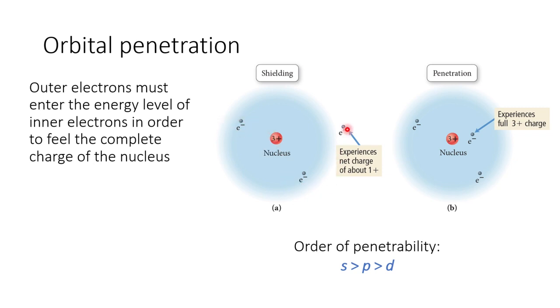So this electron outside of this shell would experience a +1 charge because you've got a 3+ and 2-. Whereas this one here, because it's fully inside, experiences the full 3+ charge. So that makes sense, right? This is shielding, this is penetration. And the order of penetrability is s, then p, then d. Basically, it's easier for an electron to penetrate into the s orbital than the p orbital, and easier into the p orbital than the d orbital.